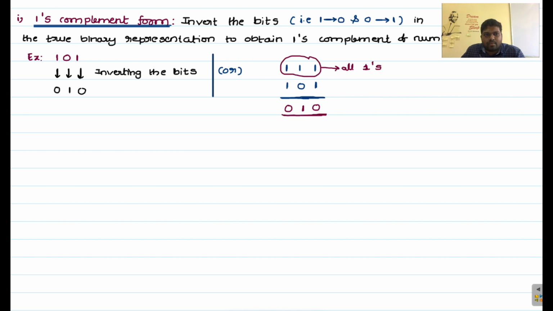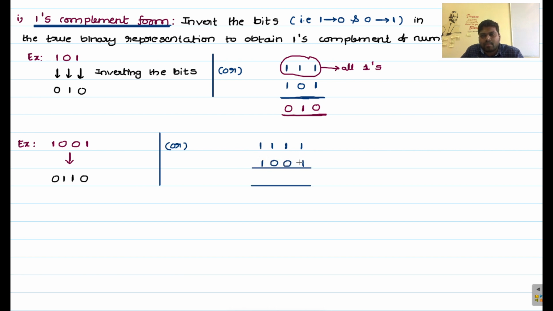And the next example, 1001. We have two methods. One is directly inverting the bits, then I will get 0 1 1 0. So what is the alternate way? You can subtract that number from all ones. Here I am taking all ones. The given number is a 4-bit number, so I will take 4 ones, and from these ones I will subtract the given binary number, that is 1 0 0 1.